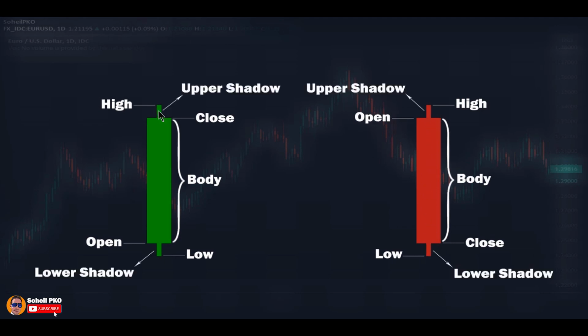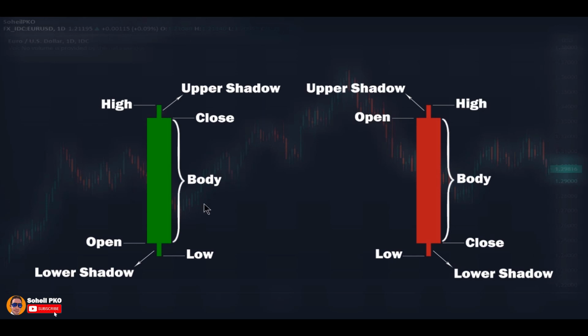The thin parts of the candle that you see here above and below the body are called shadows, or some call them wicks. The one that is above the body is called the upper shadow, and the one that is below the body is called the lower shadow. The top of the upper shadow shows the highest price that is reached in the session, and the bottom of the lower shadow shows the lowest price of the session. The body is usually the most important part of a candlestick, and the shadows are usually considered as price fluctuations.